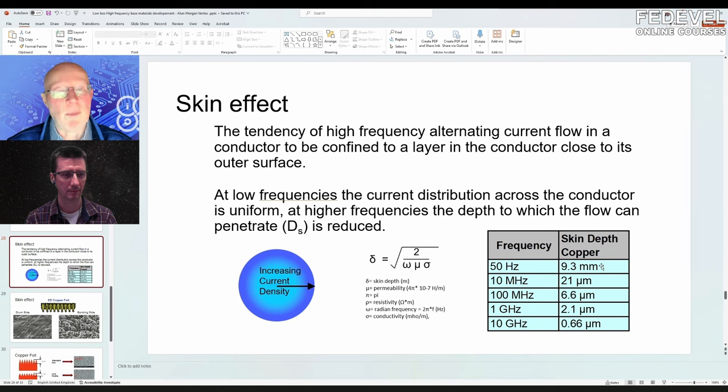Bearing in mind, most of our copper conductors are, let's say, between 5 and 35 microns in thickness. When we get to 10 megahertz, we're in the range where we're using copper now. At 100 megahertz, we're right in the range. At 10 gigahertz, we're absolutely in the very outside of the skin of our copper foil. The thinnest copper foil we typically use would be 5 microns, and all the current is flowing in the 0.66 microns on the very outside of it.